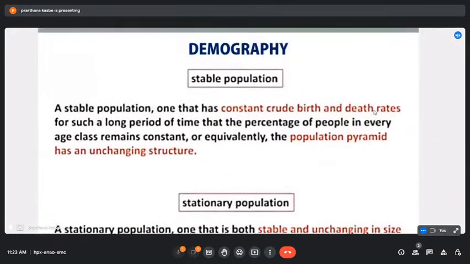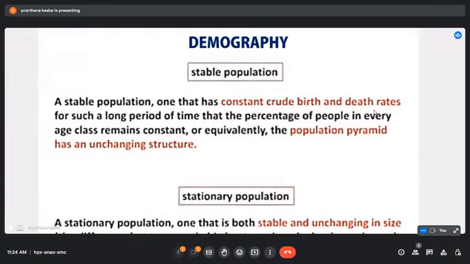So now the stable population. What is meant by the stable population? What is meant by the stationary population? These are some types of population. A stable population ज्याला आपण स्थिर लोकसंख्या म्हणतो. The stable population is one that has constant crude birth and death rates for such a long period of time that the percentage of people in every age class remains constant or equivalent. The population pyramid has an unchanging structure.